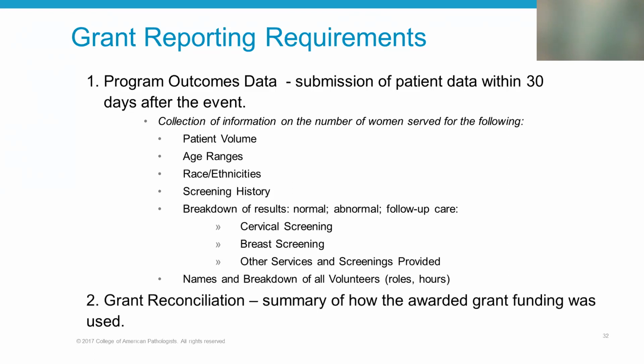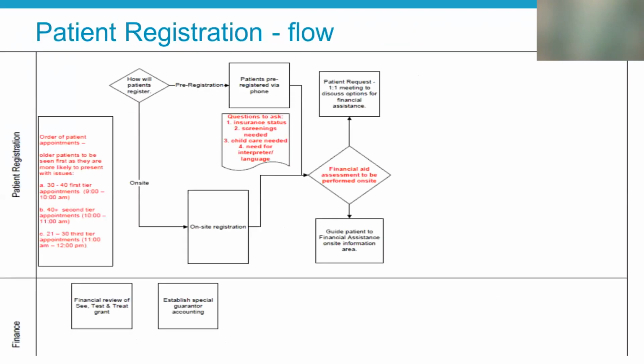Approved C-Test and Treat program sites will receive 50% of their grant funding approximately 8 weeks before their scheduled program date, and the remaining 50% after receipt of C-Test and Treat program outcome data and grant reconciliation documentation outlining the actual costs of the funding items in order for the CAP Foundation to monitor the actual program costs. Please note that any unused funds must be returned to the CAP Foundation.